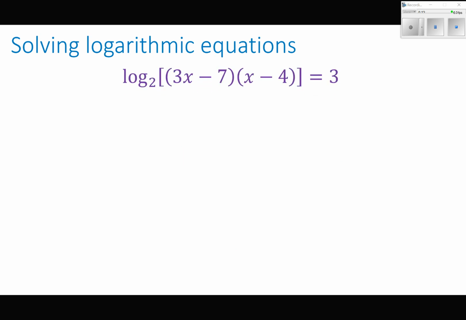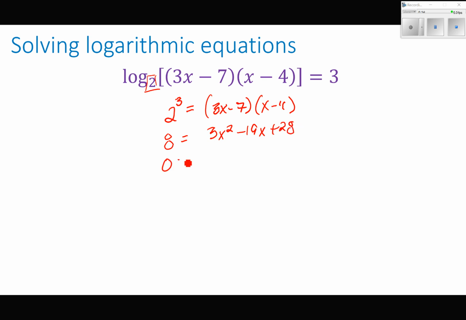Now we have a product that we're taking the log of, and we want to have it equaling 3, and we want to solve. So this one looks messy, but it's really not that bad. Again, thinking back to our exponential form, log base 2 of something equals 3. So that means 2 cubed is going to be this 3x minus 7, x minus 4. I can FOIL those out. 2 cubed I know is 8. If I were to FOIL those, it's 3x squared minus 19x plus 28.